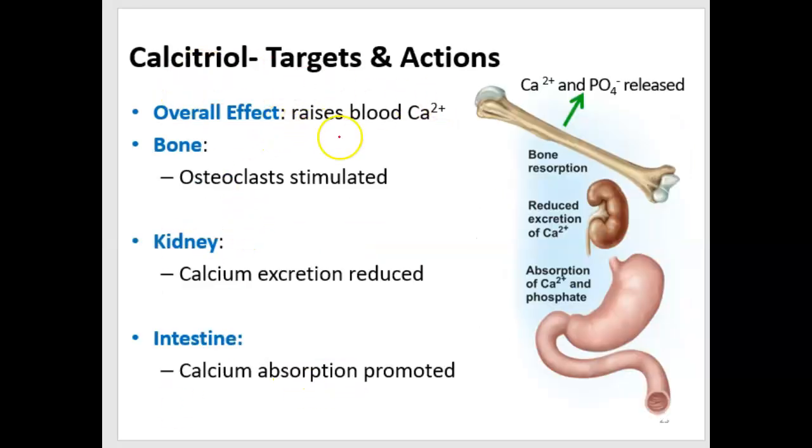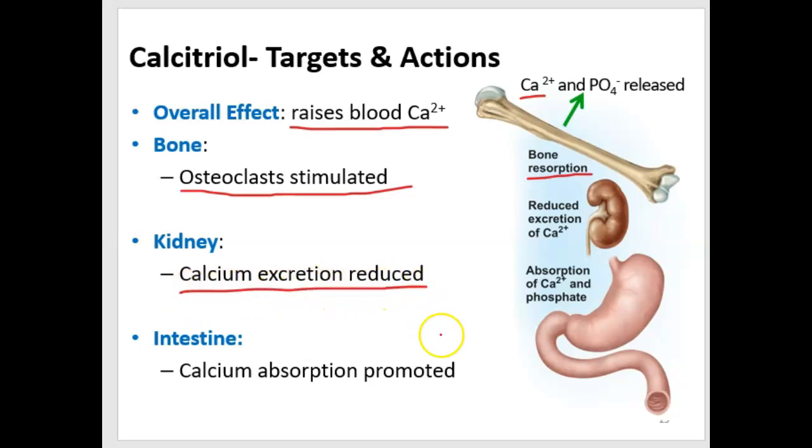So calcitriol, the overall effect, again, just like parathyroid hormone, is to raise blood calcium. And it can do it in a similar way, that is, acting directly on bone cells, the osteoclasts, to do bone resorption, resorb matrix, and release the calcium to the blood. It also acts on the kidney and makes the kidney retain calcium, not excrete it with the urine.